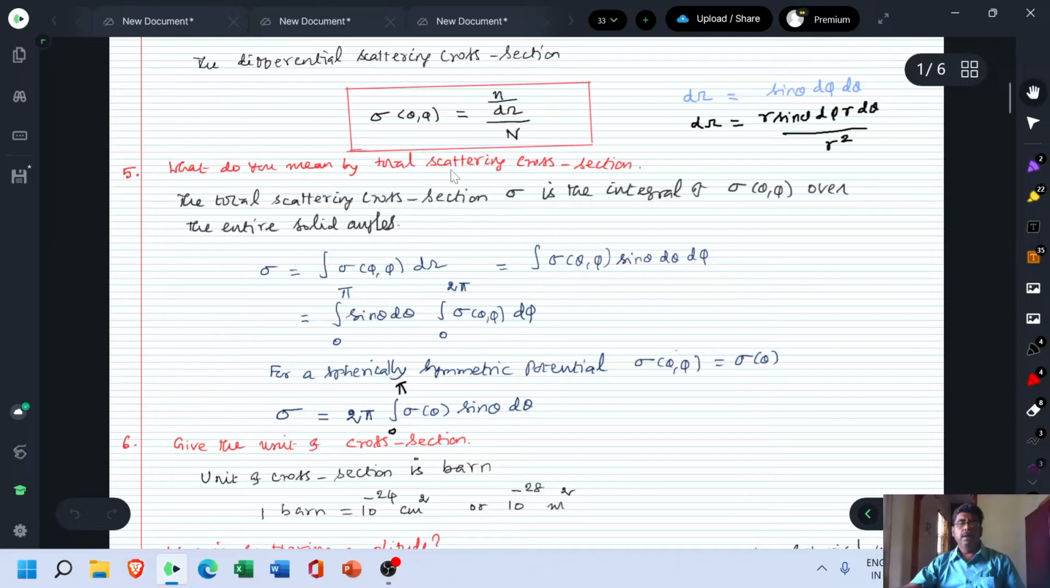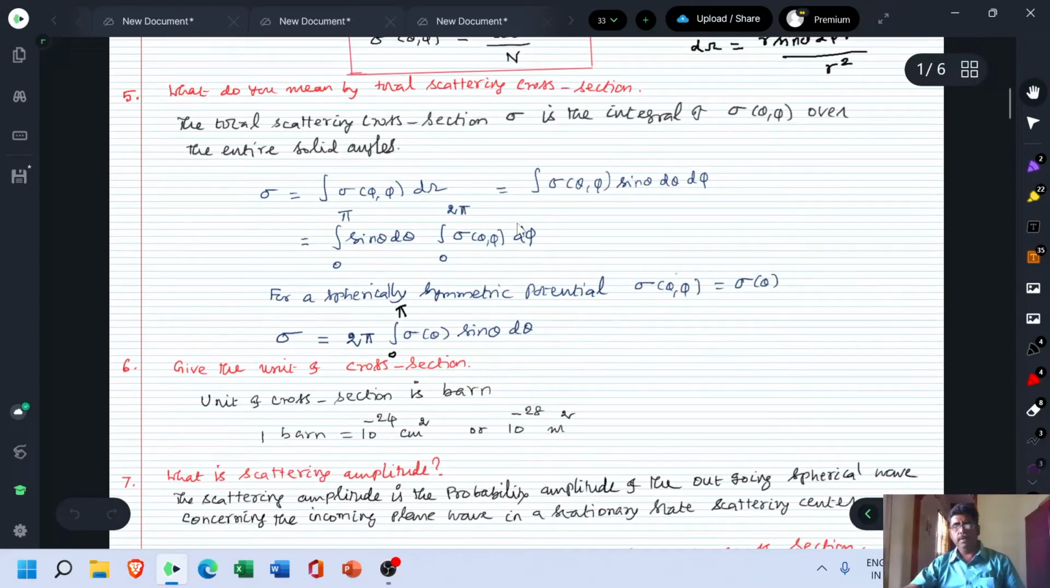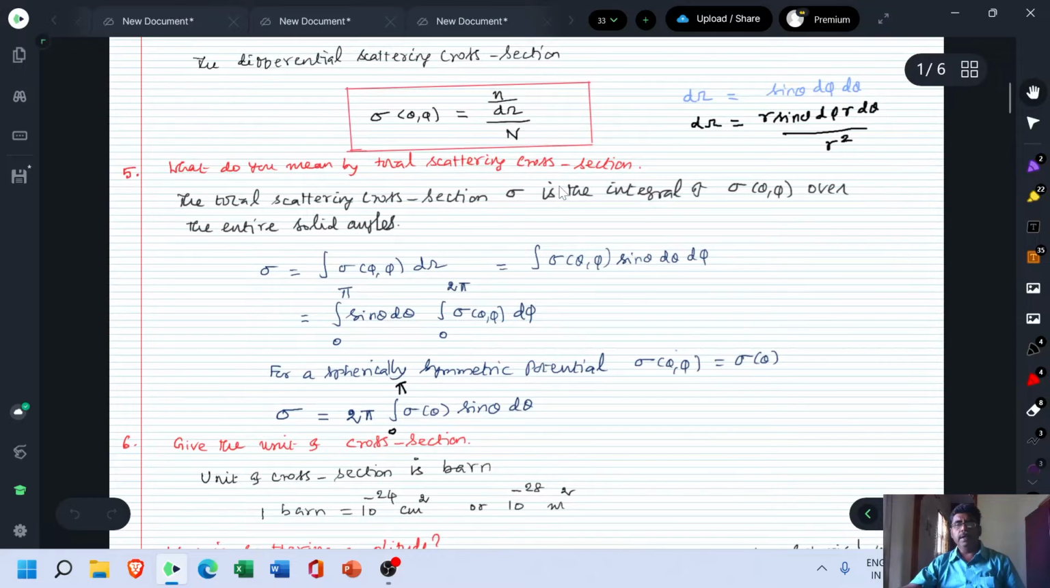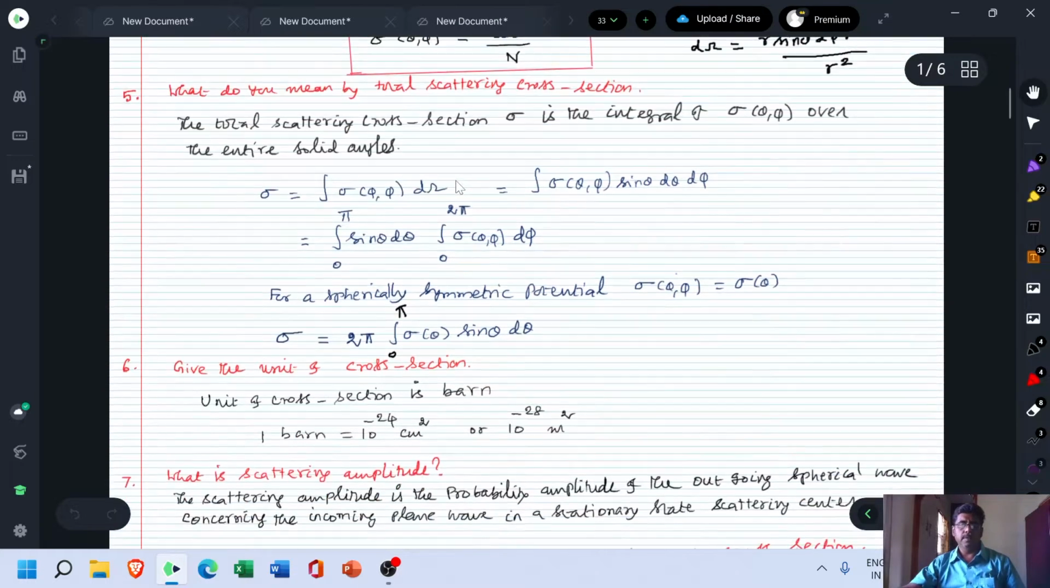What do you mean by total scattering cross section? The total scattering cross section sigma is the integral of the differential scattering cross section. Sigma is equal to the integral of the differential scattering cross section times d omega, that is equal to the integral of sigma of theta comma phi sin theta d theta d phi. Here sin theta d theta is integrated with respect to the limits 0 and pi, and sigma of theta comma phi d phi is integrated with respect to the limits 0 and 2 pi.